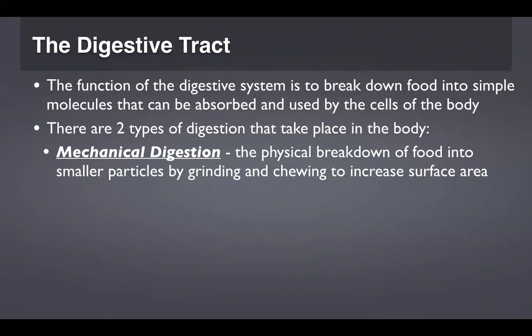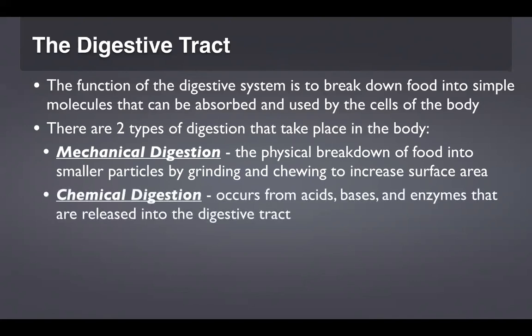The second type of digestion is chemical digestion. That occurs obviously through chemical reactions from acids, bases, and these things called enzymes that are released into the digestive tract. So those are the two types, mechanical and chemical. You'll probably at some point be asked to describe the difference between the two.